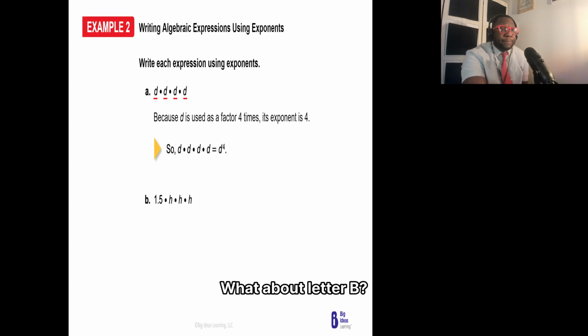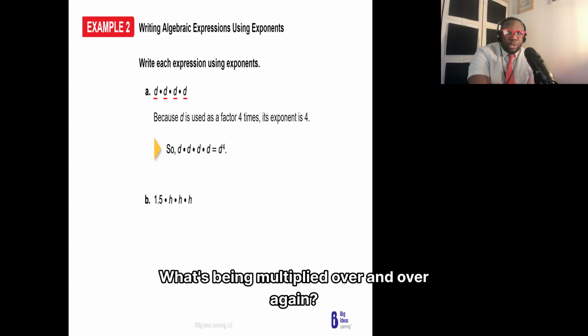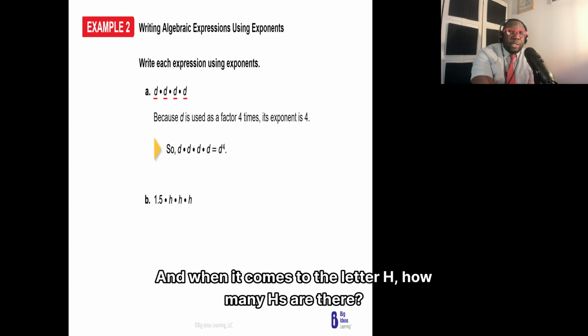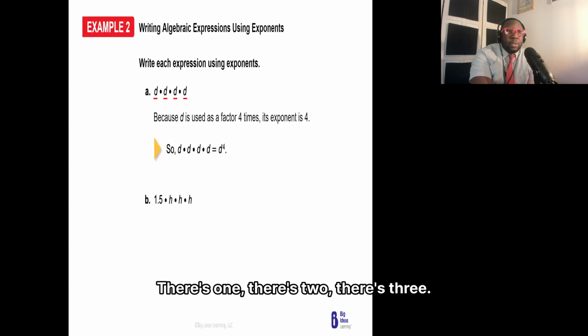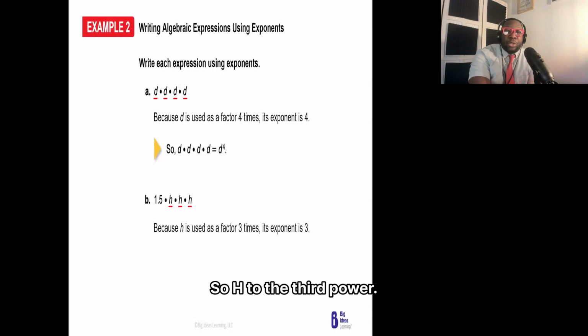What about letter B? When we look at letter B, what's the variable? What's being multiplied over and over again? Well, it's the letter H. And when it comes to the letter H, how many H's are there? There's 1, there's 2, there's 3. So that means the exponent is going to be 3. So H to the 3rd power.